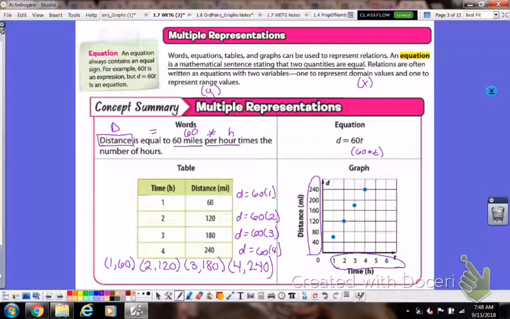Okay, so that's some practice with some multiple representations where you're given one representation and you could be asked to represent the equation or the word problem in multiple different ways. And that is the end of chapter 1, guys.